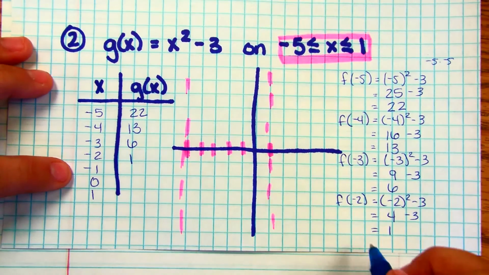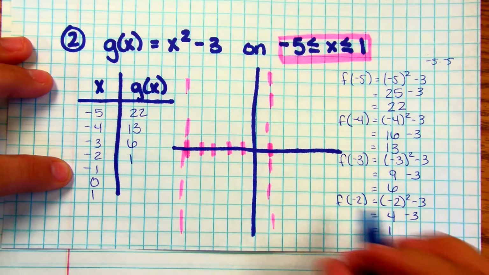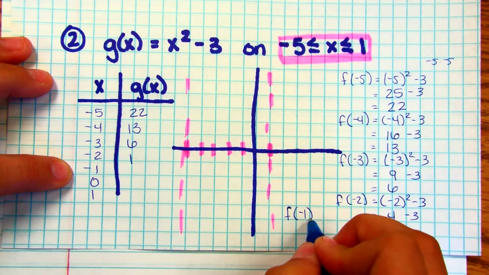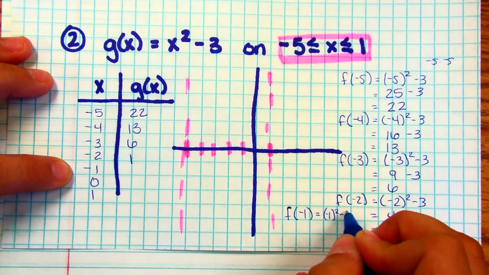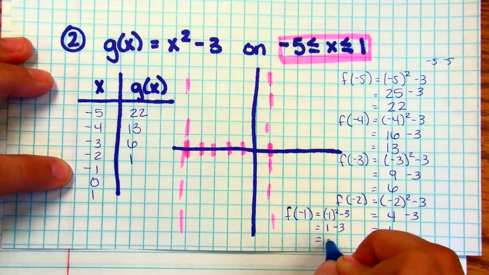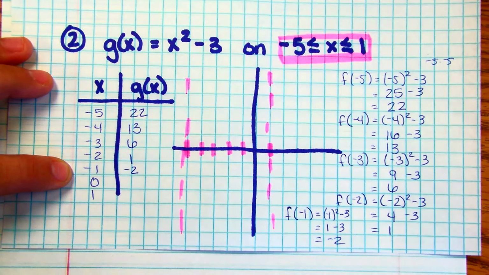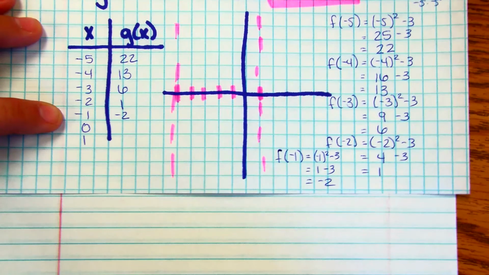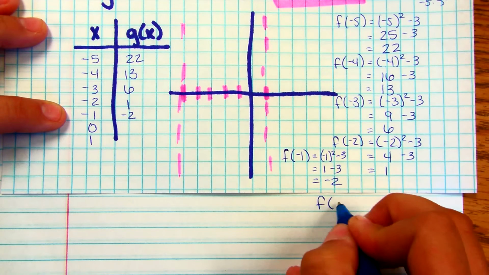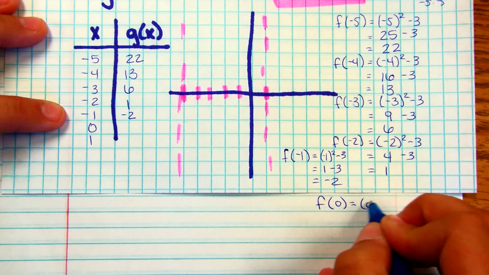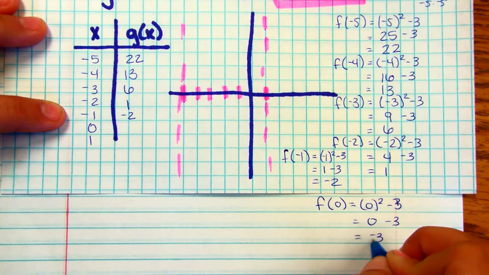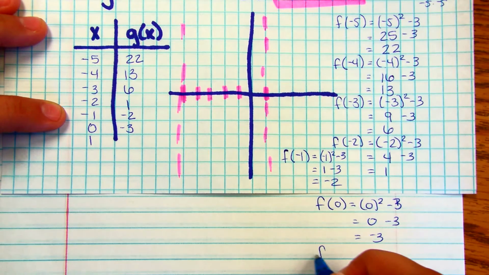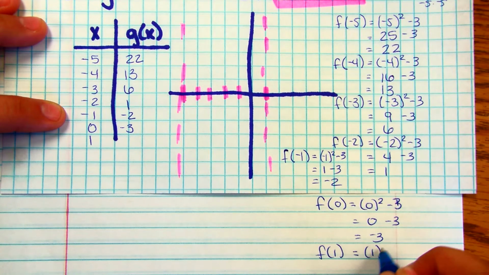f of negative 1, I'll put it here, equals negative 1 squared minus 3, 1 minus 3, which is negative 2. 0, I have run out of space. Let me go down to this scratch paper here. f of 0 is 0 squared minus 3, 0 minus 3, which is negative 3. Last but not least, f of 1, 1 squared minus 3, 1 minus 3, which is again negative 2.